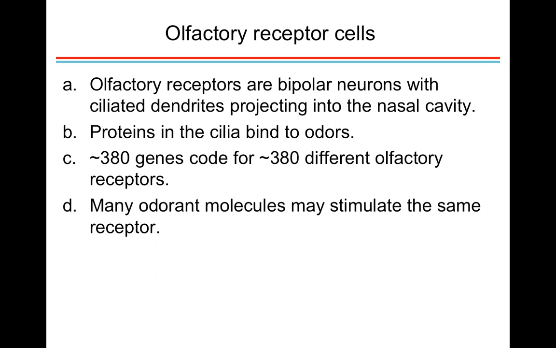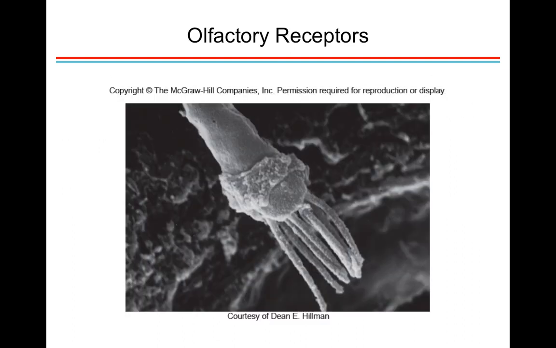So the olfactory receptors have ciliated dendrites projecting into the nasal cavity, right? And these cilia bind to the odors. There's about, I said 340, but 340, 380, I've seen both numbers for different olfactory receptors. And it turns out that many odorants can stimulate the same receptor. And here's just an EM of one of the cilia and an olfactory receptor.